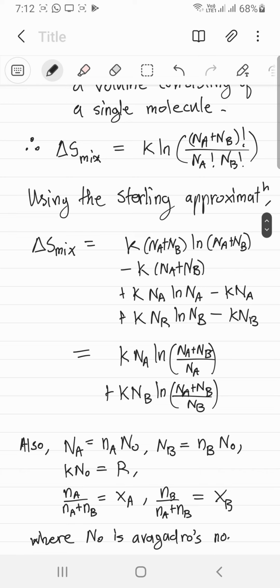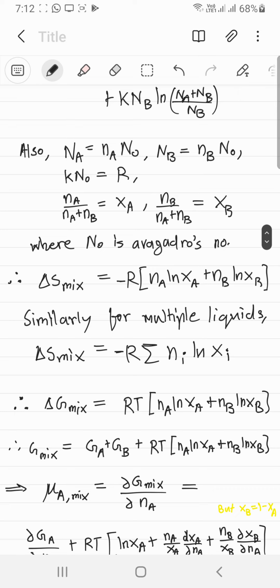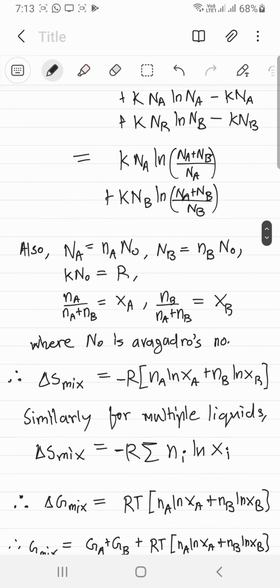And then we use the Stirling approximation to get a better form for this, and we finally arrive at this equation, that delta S mixing is negative R times Na natural log of Xa, where X is the mole fraction of A in the solution, plus Nb natural log of Xb. And a similar thing can be done for multiple liquids, where instead of this, you will have Na plus Nb plus Nc factorial upon Na factorial Nb factorial Nc factorial, which is a multinomial coefficient. So you can do that.